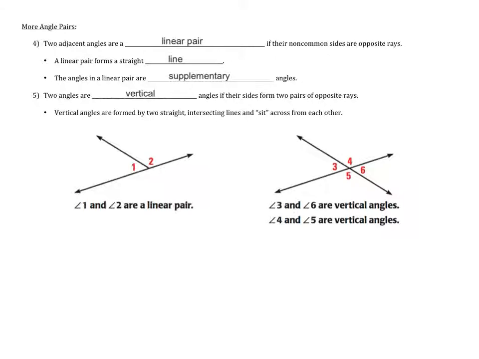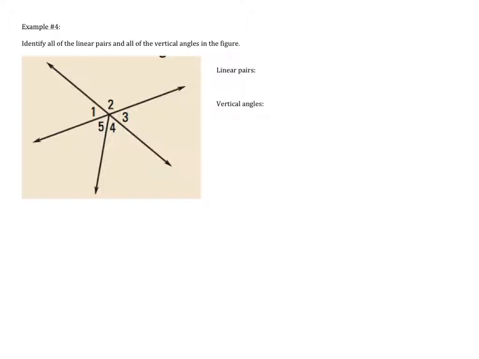with angle 5. Moving on to example 4, identify all of the linear pairs and all of the vertical angles in the figure. So let's first do linear pairs. In this example, we're going to be looking for two angles, just two angles, that are forming a straight line. So when I look at this diagram, I see angle 1 and angle 2 are forming this straight line, and angle 2 and angle 3 forming this straight line.